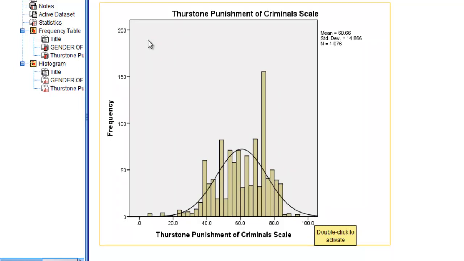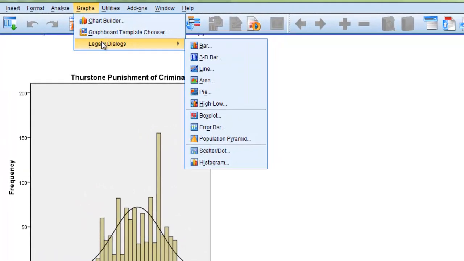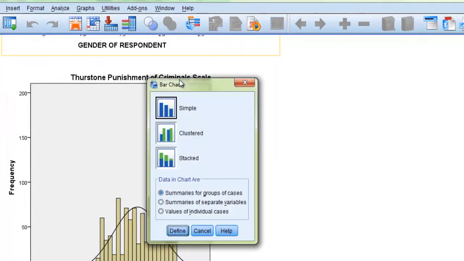Next I want to see if there's differences between the groups, between men and women, on their level of punishment. So I'm hypothesizing that men are more punitive than women. If men had a higher average than women, that would support that. So I'm going to go to graph, and I'm going to go to legacy dialogs and choose bar graph. Simple is what I want, so make sure that it's outlined in the heavy dark line. Click define.